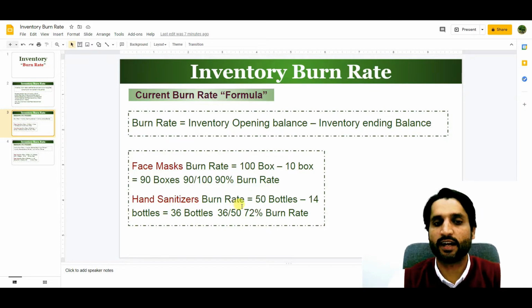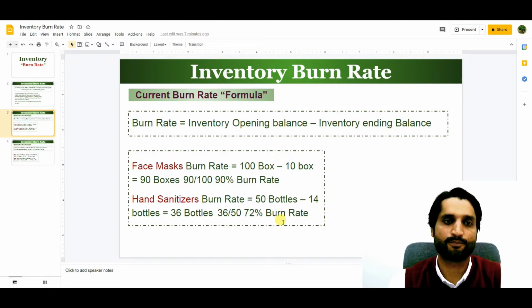In the hand sanitizer scenario, our current burn rate will be 50 bottles minus 14. This is the opening inventory in June, and this is the ending inventory in December 2020. So the balance we used is 36 bottles, we have already burned. So 36 divided by total 50 bottles, so 72% burn rate in 6 months. This is the first scenario and the first method to calculate inventory burn rate.